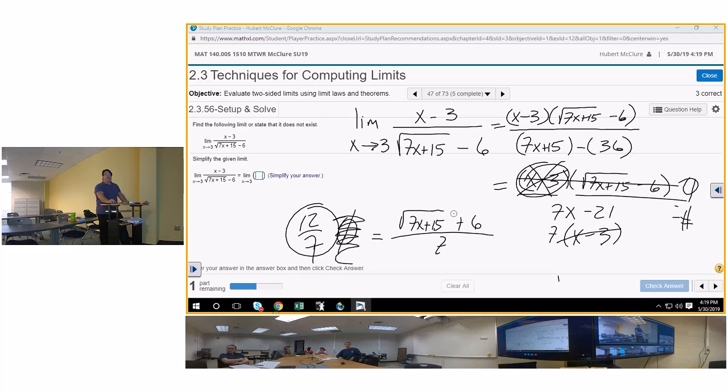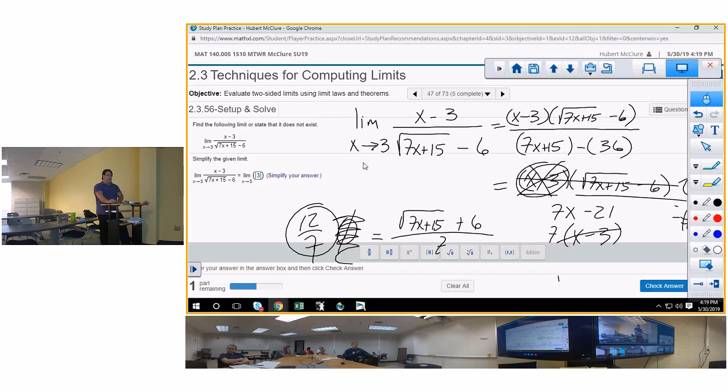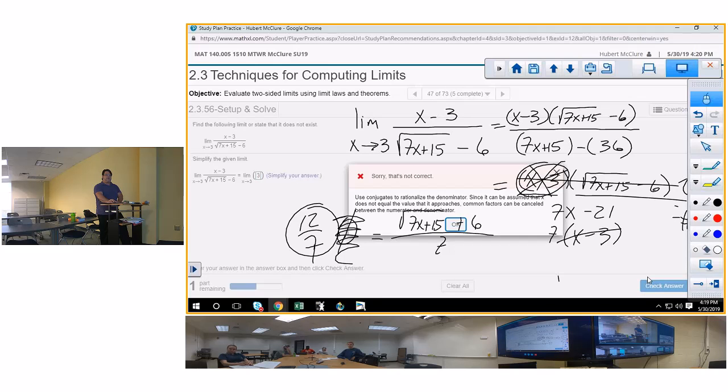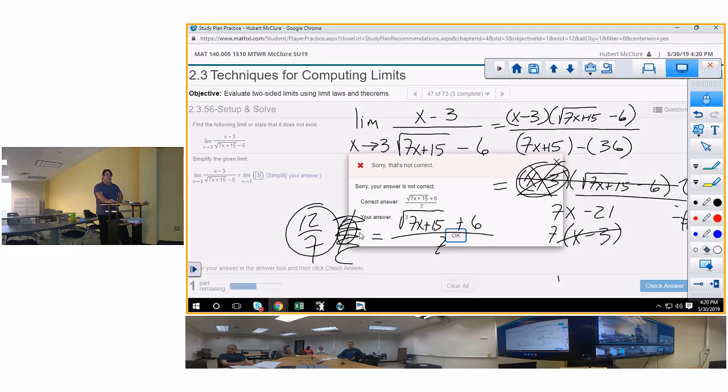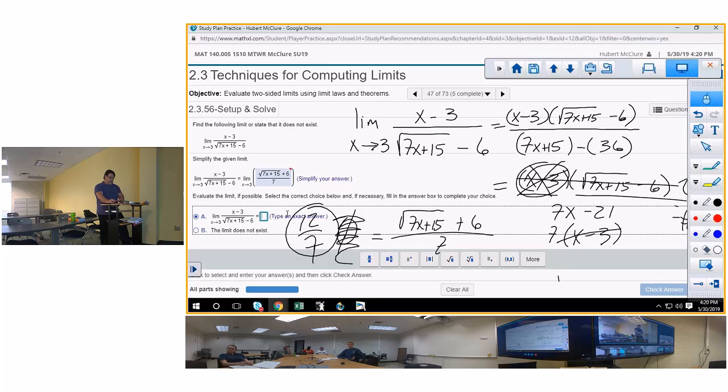Okay, so again, we're just scratching the surface on this. Thank you for correcting my mistake. I'm sorry. That's what happens when you skip steps. Let me hit this two or three times so y'all can see. There we go. And then 12 over 7.